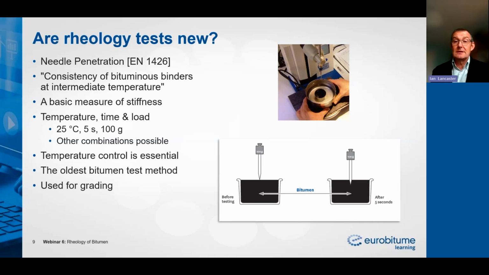That's what it does. It was first proposed in 1889 by a chap called H.C. Bowen. Within the penetration test, we can alter temperature and we can alter load. We can't alter frequency, but we can alter temperature and we can alter load. So what I'm trying to say there is, no, bitumen rheology tests are not specifically new.